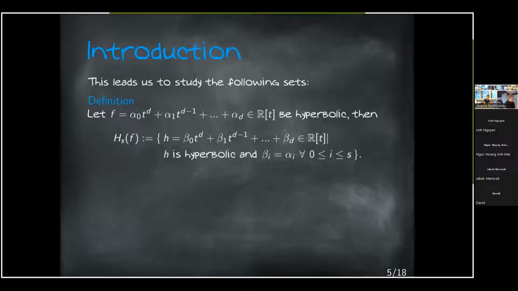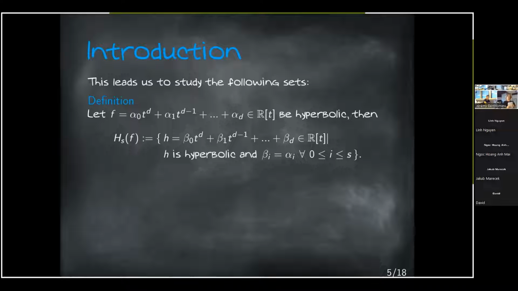If you nodded off during that, that's fine. Now you can start fresh. We define the following sets. We start with a hyperbolic polynomial, and we look at the set of all the other hyperbolic polynomials with the same first s+1 coefficients. So, like we saw on the last page, that is the same as fixing the first coordinates in the orbit space, essentially.